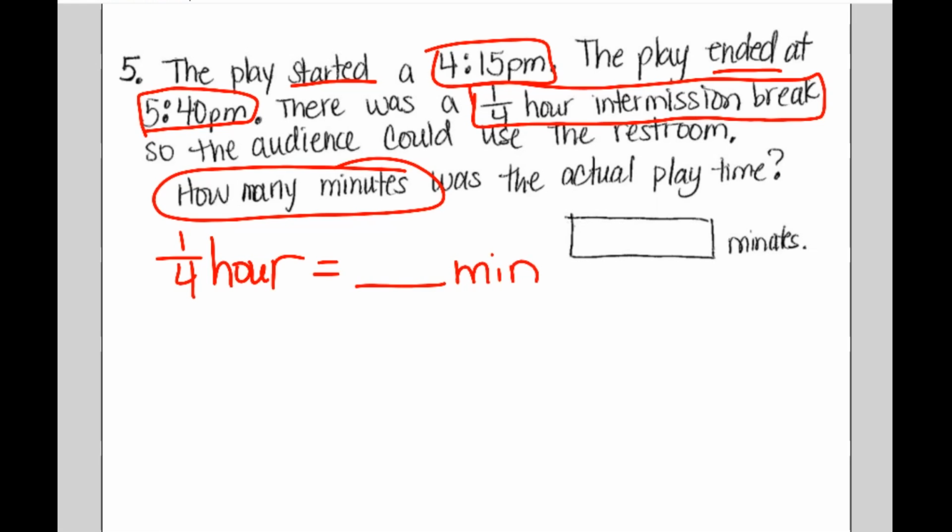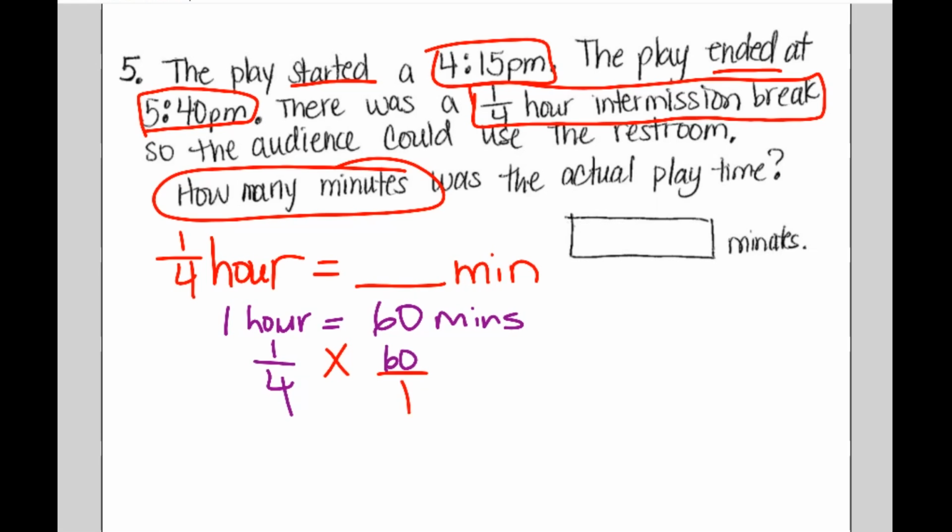What do I know about hours and minutes? I know that 1 hour equals 60 minutes. And I know that I'm going from big to small, so that means I multiply. I'll multiply my 1/4 hour times 60 over 1 minutes. I know 1 times 60 is 60. 4 times 1 is 4. So now I have to change that 60 divided by 4 into minutes. How many minutes is that?